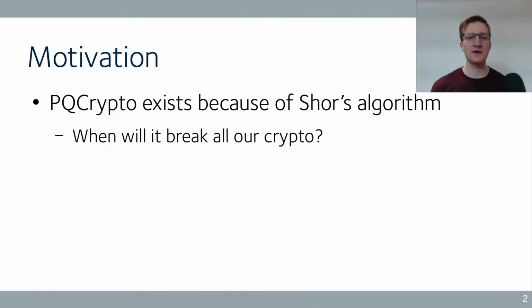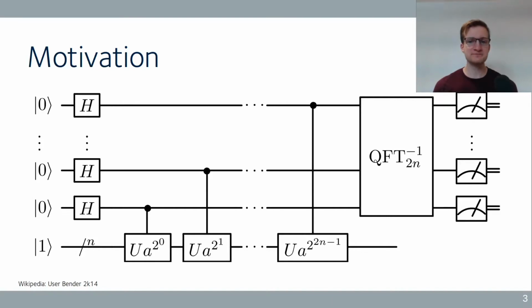We're all here, and PQCrypto as a conference exists because of Shor's algorithm. So we'd really like to know, when will it break all of the crypto that we expect it to break? To do that, we need to look at Shor's algorithm. Here's a diagram from Wikipedia, and we ask, what is the cost to run this? How big does the quantum computer need to be? How good do the qubits need to be?